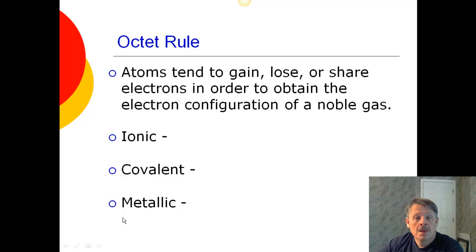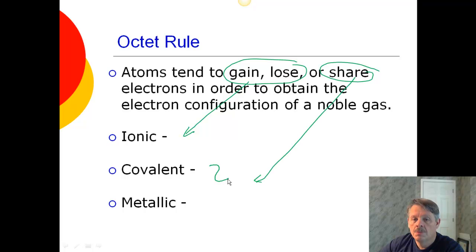So what is actually going on here? We need to make one point, and we'll hit this again in a later podcast, but I want to hit it now too, just so that you can remember it. If we have an ionic bond, we're gaining or losing electrons. If we have a metallic bond or a covalent bond, we are going to be sharing electrons.